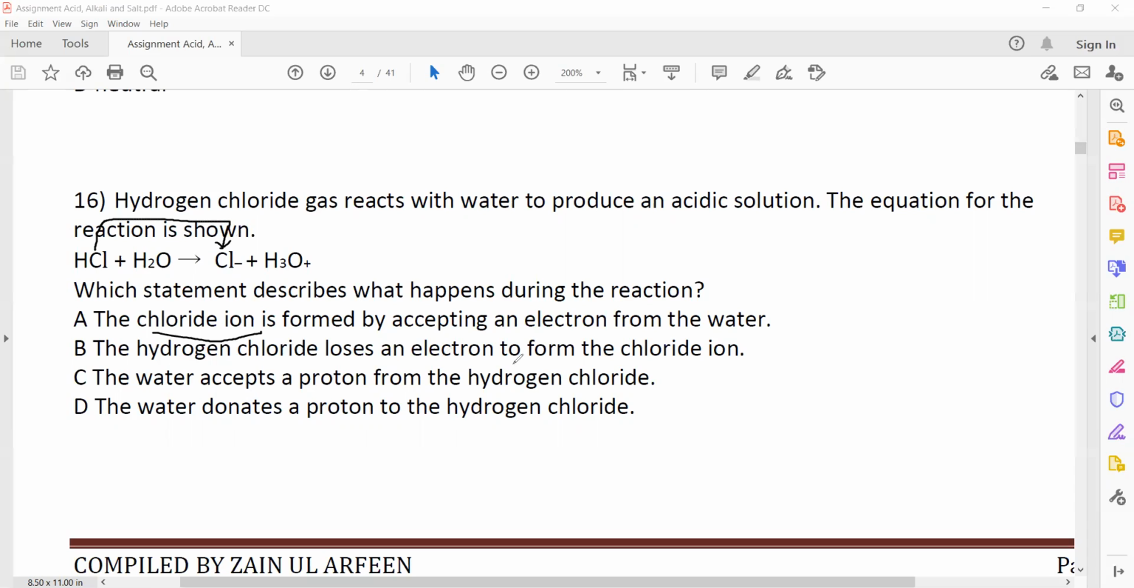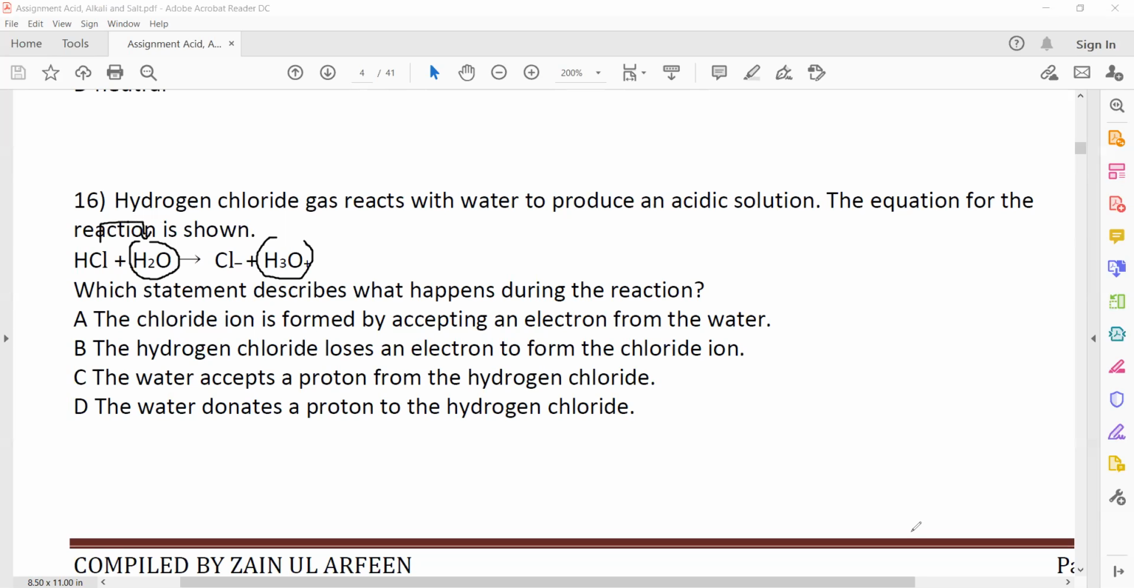Hydrogen chloride loses electrons. Electrons are not shown in this equation, so you cannot mention electron loss or gain, because in this equation you don't see any electrons. So A and B cannot be answered. What about C? Water accepts proton from hydrogen chloride. You can see water is H2O, then it becomes H3O.